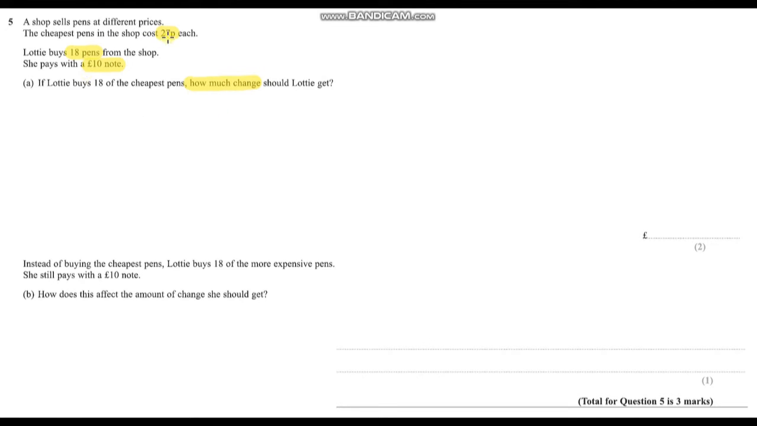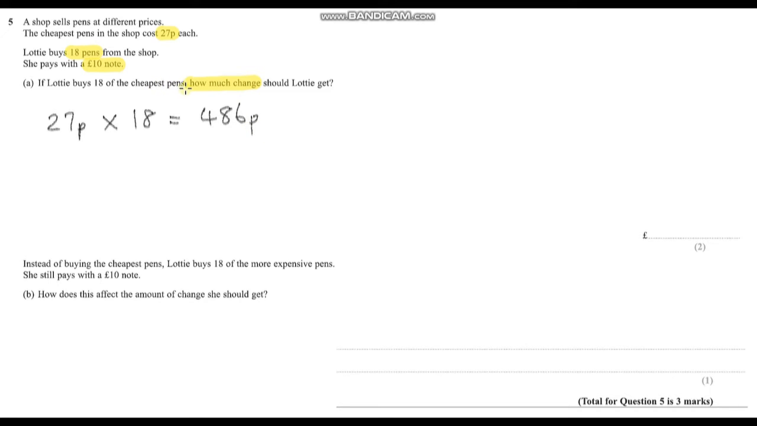So each pen costs 27 pence and she buys 18 of them. So we can just do 27 pence multiplied by 18. And remember, a lot of people forget you are allowed to use your calculator. So 27 times 18. Don't try and do long multiplication because you will just be wasting time. So just pop this into a calculator and that gives me 486 pence.